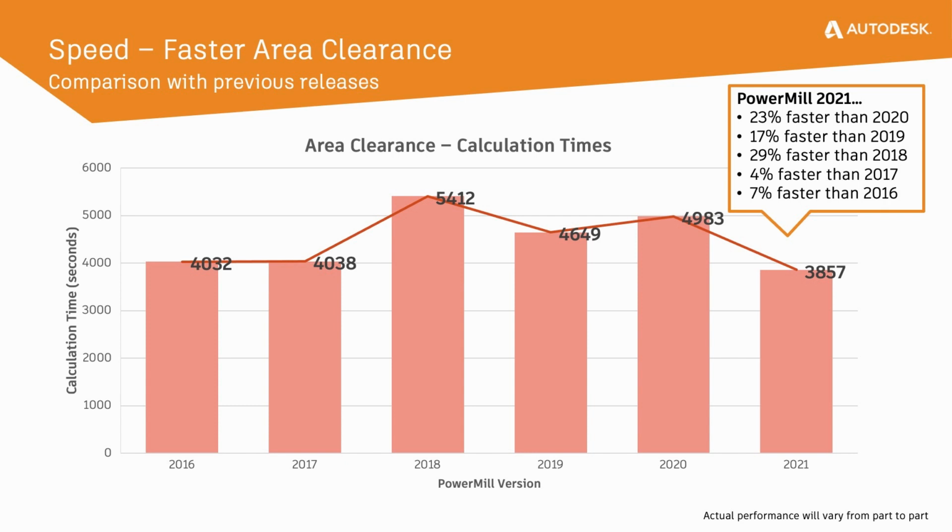Now, what you'll notice with the release of PowerMill 2021 is that we've continued to work on speed, so it is now as fast, if not faster than 2016, and yet it still has all of those quality improvements. So you've got the best of both worlds, better quality toolpaths and faster.